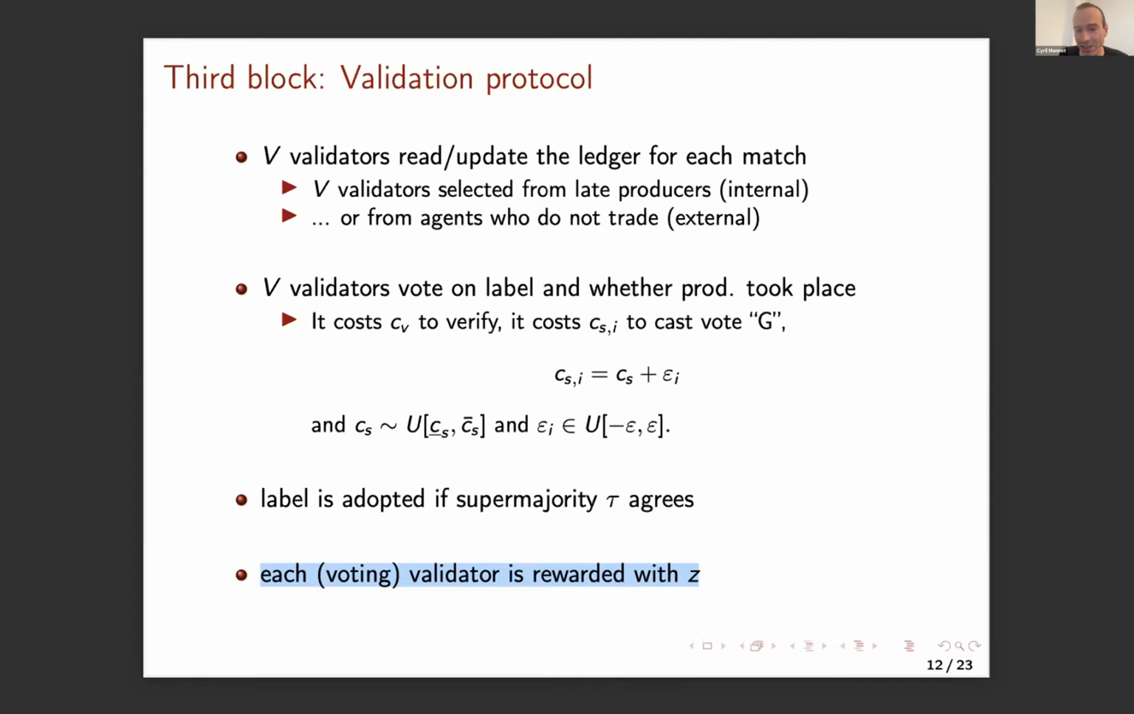Yeah, but if you're a bad producer, you have no incentive to reward them. As a validator, you know that you're not going to be rewarded if you cast a bad vote. We can discuss that later if you want, but we thought about that. Here you only cast a vote, and that's a result, not an assumption. The assumption is that it's costly to cast a vote or to verify, but it's an equilibrium to only vote if you think the label is good.